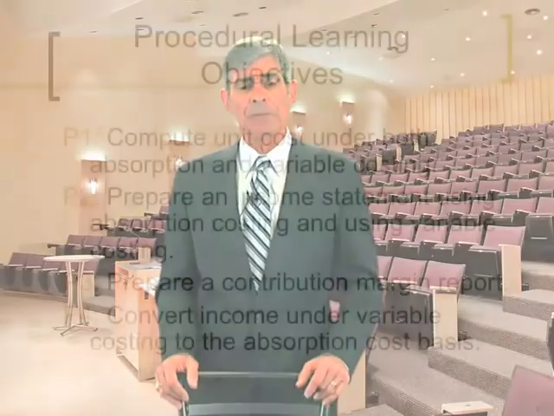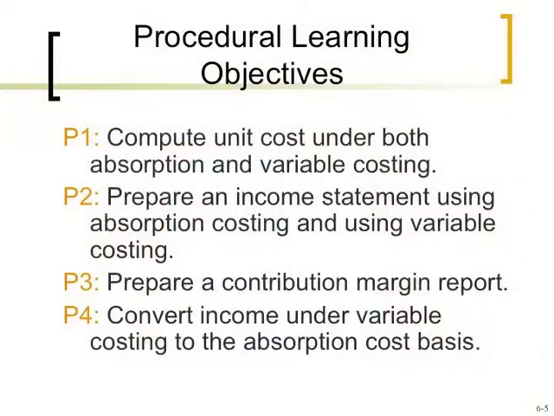So if we look at slide 5, we're going to spend a little time on this slide because we're going to introduce you to two concepts. One is absorption costing and the other is variable costing. And we're going to see how income differs whether we use a variable cost basis or an absorption cost basis. So let's talk a little bit about each of these. Let's go to slide 8.